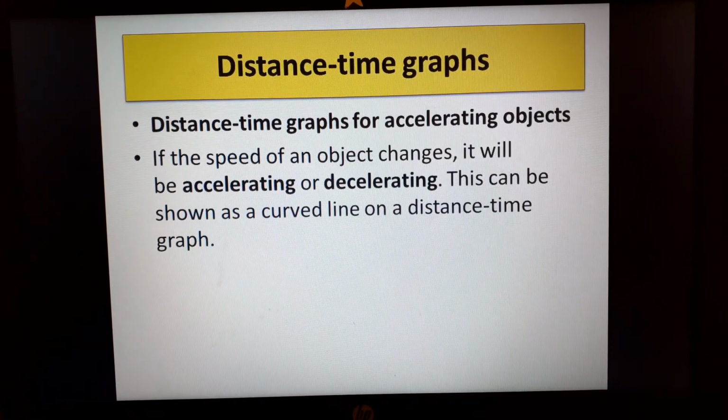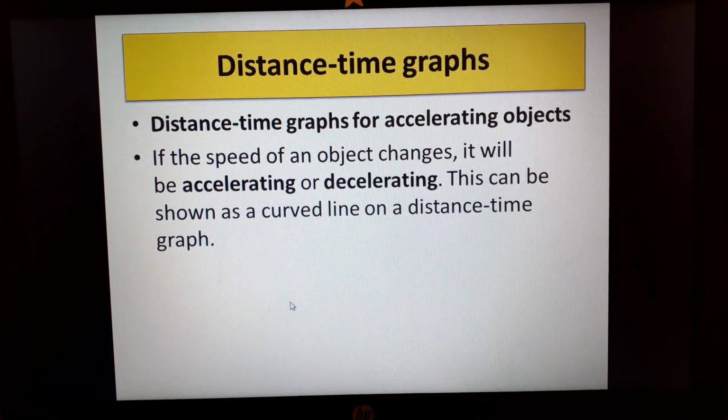Now, if the speed changes, that means it becomes slower or faster, we have ways to attribute that. Speeding up means adding more velocity. So you change from slow to fast, and we call that acceleration. We're going to look at how we calculate that later. And if you change from fast to slow, that means you have reduced your speed, and we call that deceleration.